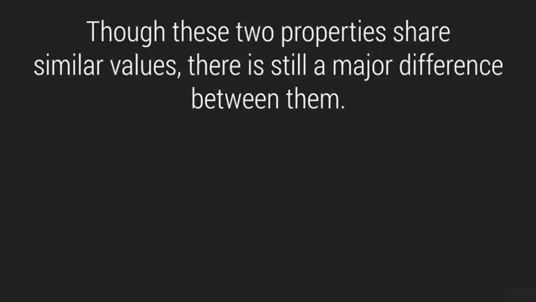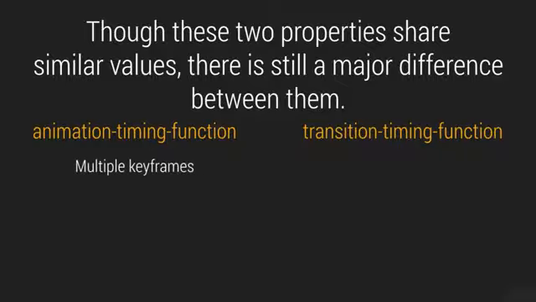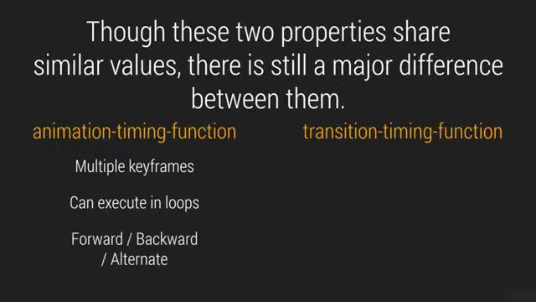Though these two properties share similar values, there is still a major difference between them. Any general animation is defined on multiple keyframes, that is, it can loop as many times as you want. They can run forwards or backwards, or they can alternate between the two.